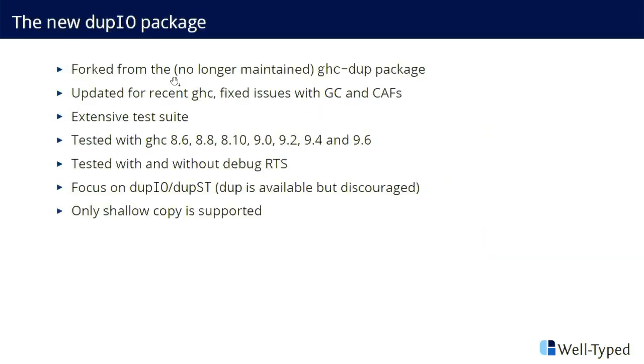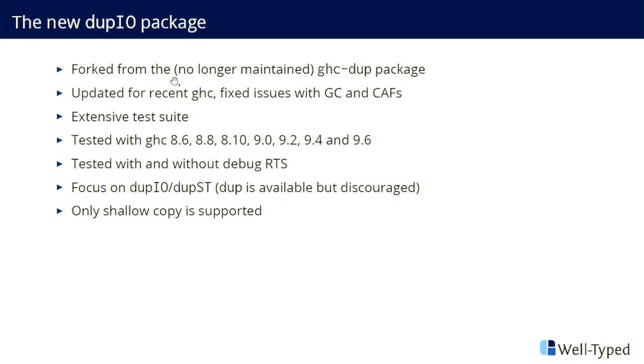So this is based on a new package called dup.io, which is forked from the old package GHC dup. We made a ton of fixes, and I say we, a lot of people in Well-Typed have helped with this. We've been thinking about this on and off for the last 7 years. So there have been some GC issues fixed, CAF issues fixed. It now has a very extensive test suite, tested from 8.6 all the way out to 9.6. So I'm pretty sure that this is relatively stable.